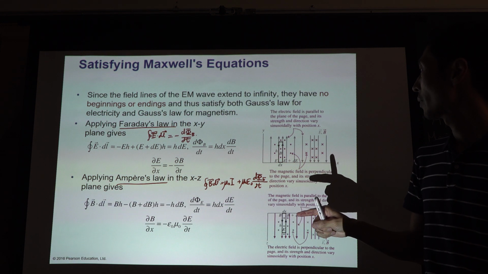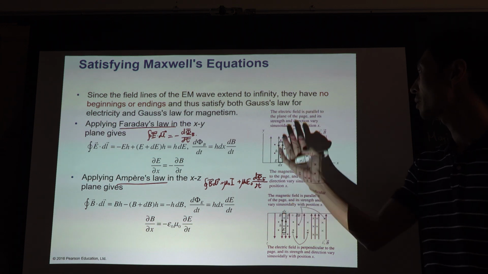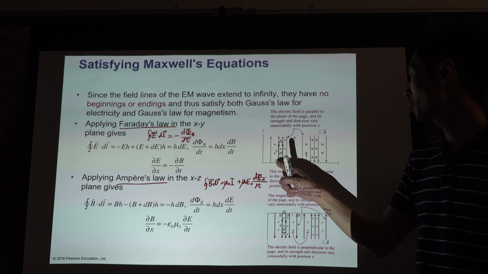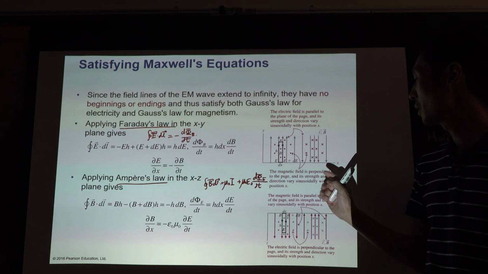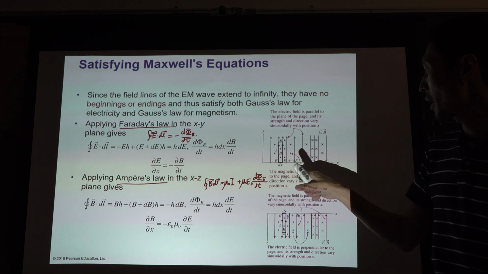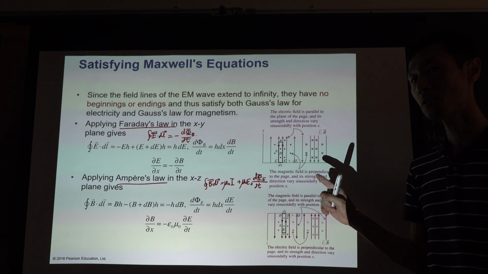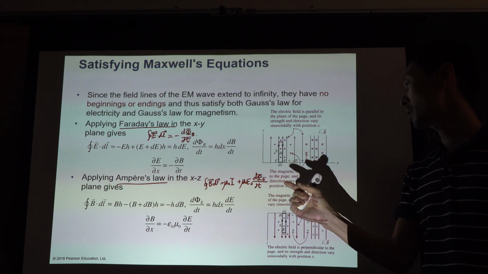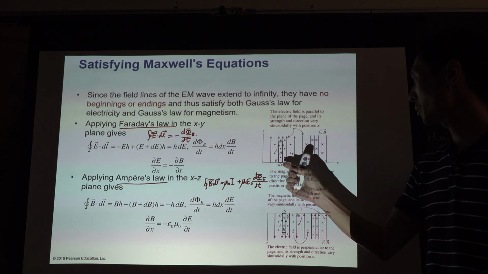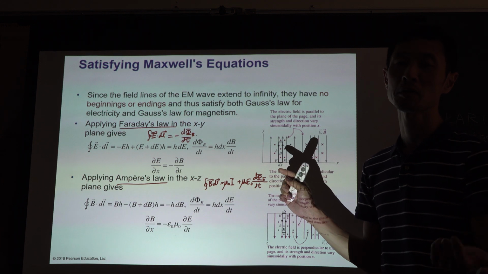Electric field is parallel to the plane, so electric field is going this way, right? And then its strength and direction vary with position x. So if you change x, the strength changes, and sometimes it goes this way. Magnetic field is perpendicular to the page, so it's going this way. And again, strength and direction change sinusoidally with position x. So if you go to a different x, both magnetic field and electric field change.